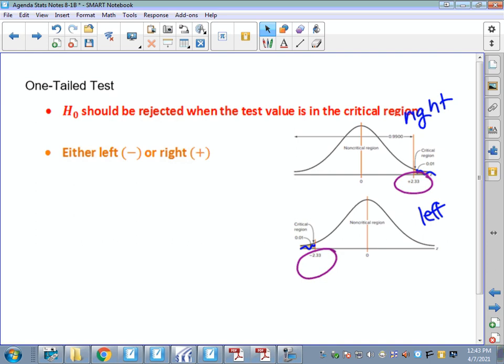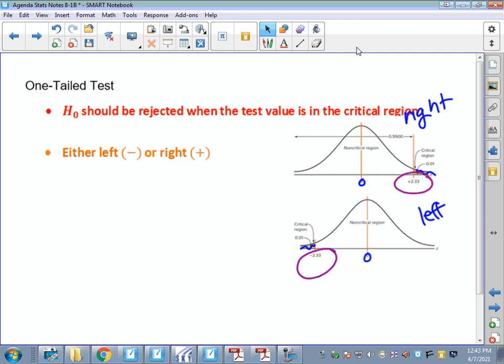Don't forget, if it's left-tailed, your sign on your CV will be negative. If it's right-tailed, your sign on your CV will be positive. It makes sense when we know that this is a standard normal distribution. 0 is in the middle. It's the center of the universe for our mu. Everything to the left is negative. Everything to the right is positive.